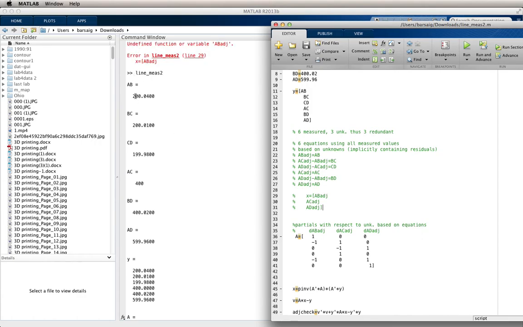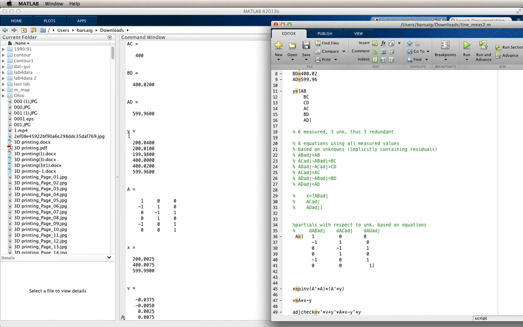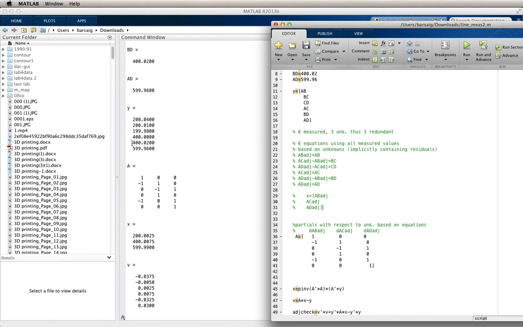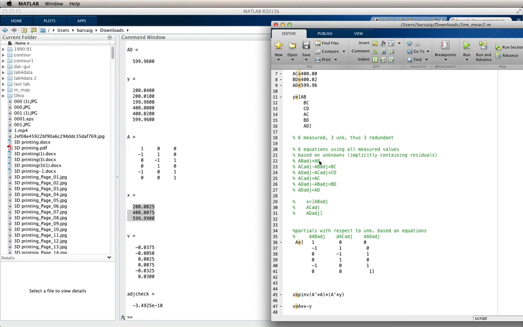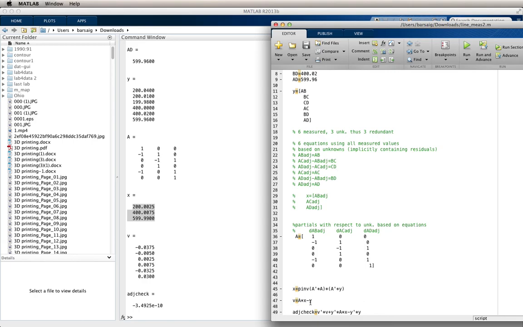So there are our measured values. There's the y vector, which is just basically the measured values, our A matrix. There are the adjusted values in the same order. In this order, so this is AB, AC, and AD adjusted. Those are our residuals. That's the difference between the measured and the adjusted. And it's A times X minus Y.